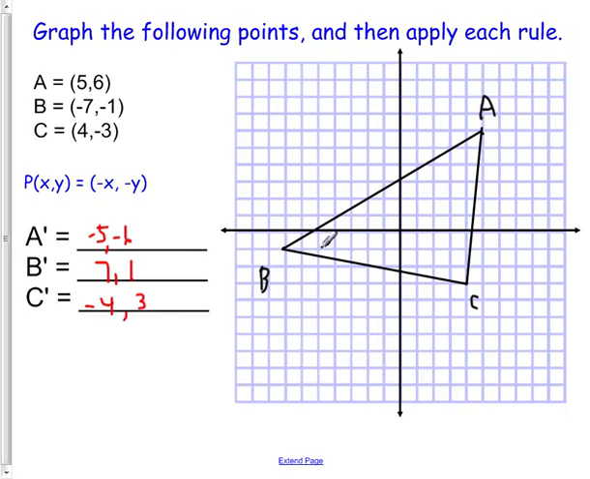Okay, let's graph these. -5, -6. This would be 7, 1. And -4, 3. Okay, and we'll connect these dots with a line. Make sure that they're different colors so we can distinguish between the pre-image and the image.